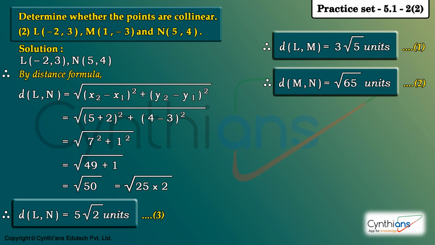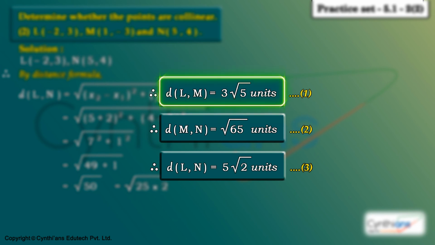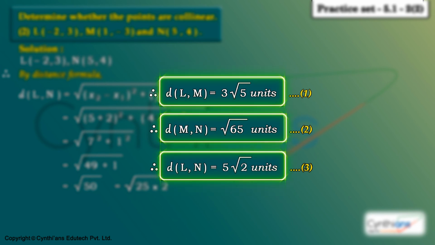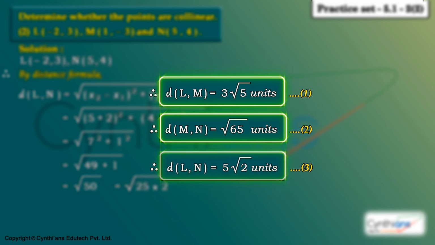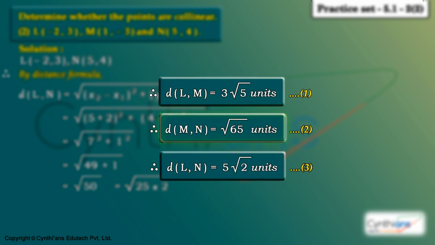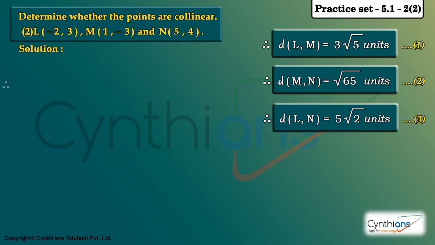So let's have a look at all the 3 equations now. Equation number 1, 2 and 3. Which is the biggest one? It is root of 65. Why? Because other 2 equations are, one is 3 root 5 and another is 5 root 2. And equation number 2 is root of 65. So it is bigger than the other 2 equations. So let's add equation number 1 and equation number 3. Therefore, distance of LM plus distance of LN is equal to 3 root 5 plus 5 root 2. Mark it as equation number 4.